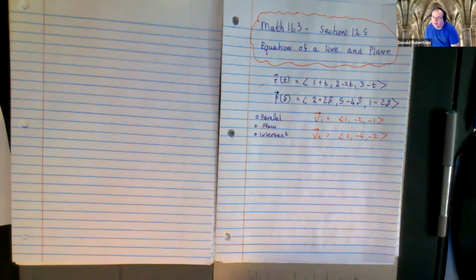Now, if two lines are going to be parallel, then their direction vectors should be parallel. That makes sense. Now, you can do it by eyeballing it. Would you agree that this one's twice that one, or this one's half that, depending on your perspective? And if they're multiples, doesn't that make them parallel? So that would be parallel.